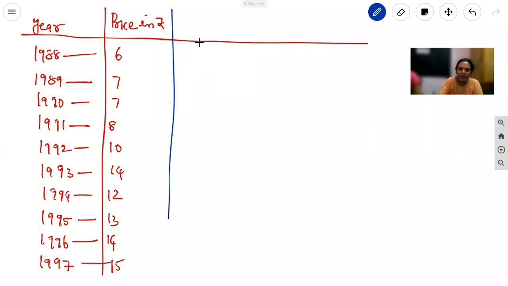We can find out the price relatives with 1992 as the base. That is the continuation of the problem. Price relative, we can take as base 1992, in rupees. Next, we can take the third one, that is the average of 1989, 1990, 1988.